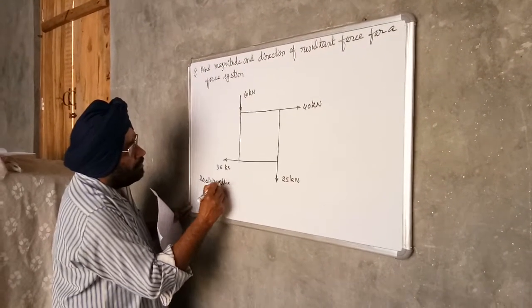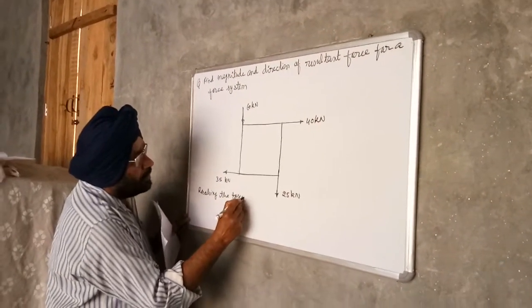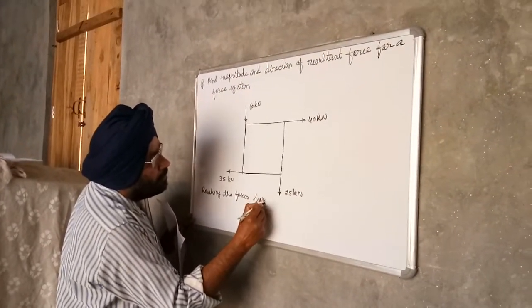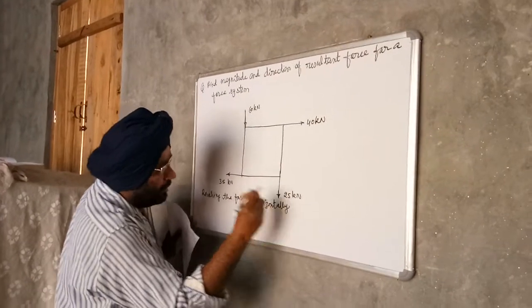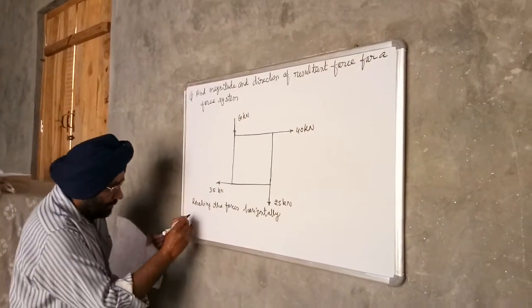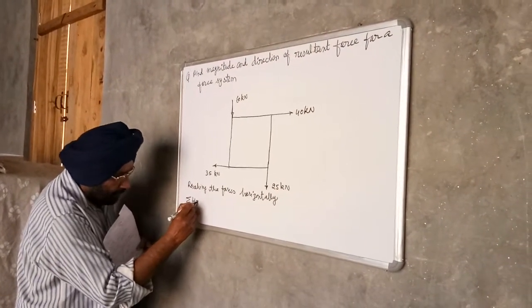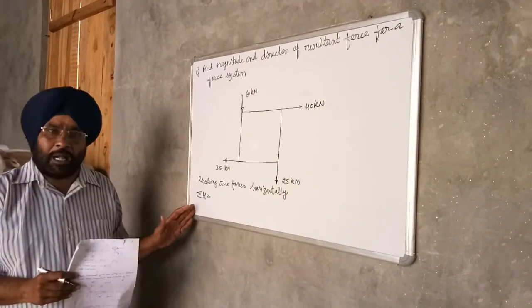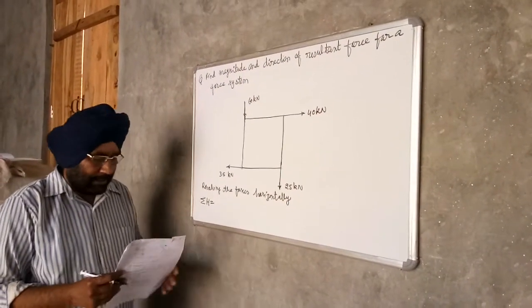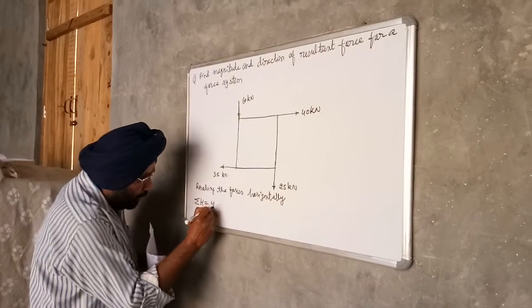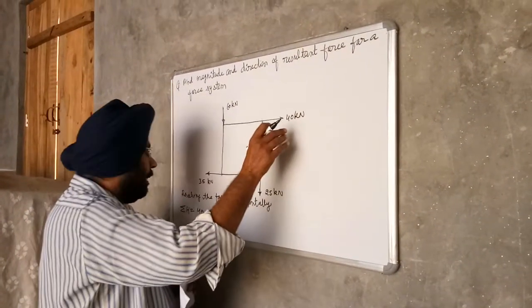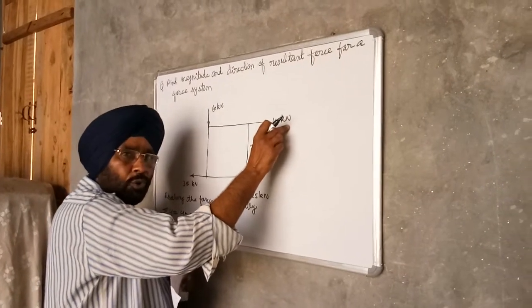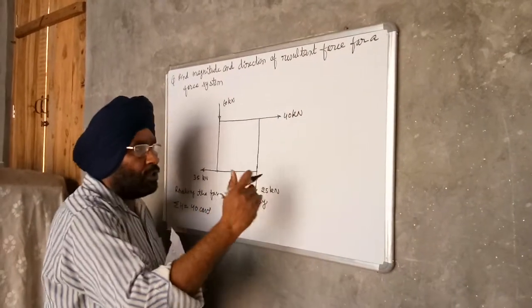Resolving the forces horizontally. So then sigma H. Sigma H means the sum of the components of all the forces along the x-axis. So this is equal to 40 cos 0 degree, meaning the angle the 40 kilonewton force makes with the positive direction of the x-axis.